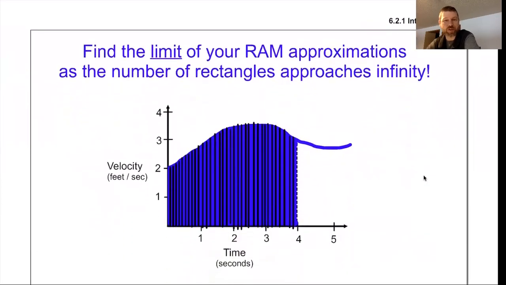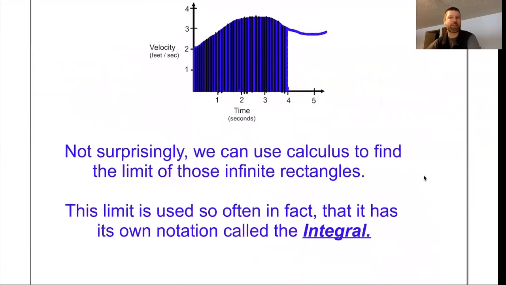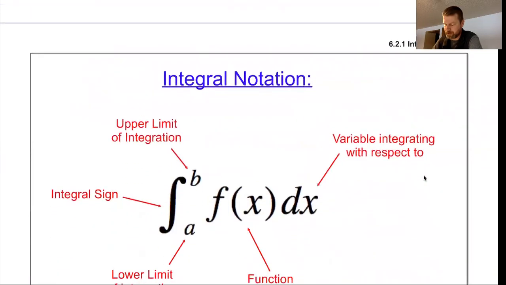So the integral notation is actually a notation that finds the exact area under a curve, and it uses an infinite number of rectangles. So basically the integral notation is finding the limit of the total number of rectangles that we added up. Just like we found the limit notation of derivatives, this integral thing comes from that same idea. So not surprisingly, we can use calculus to find the limit of those infinite rectangles. It's used so often, it's given its own notation, and it's called an integral. So we're going to talk about that notation today.